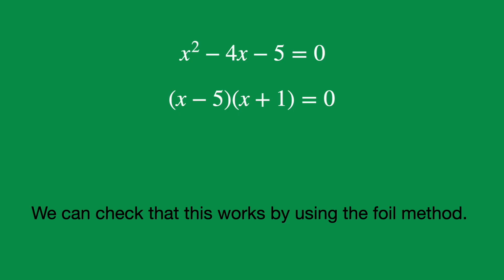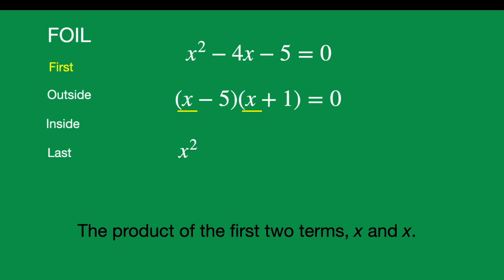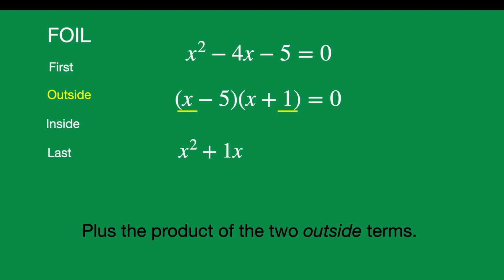We can in fact check that this works by using the FOIL method. FOIL stands for first, outside, inside, and last. For the first, we take the product of the first two terms in each binomial, x times x, which we just write as x squared. For the outside, we take the outer terms, x and 1, and multiply them, and that's just 1x.